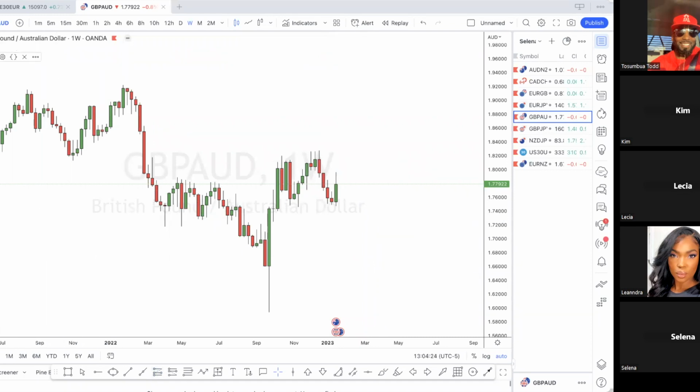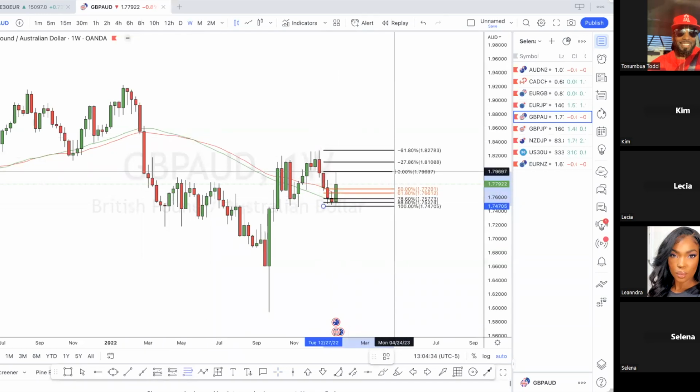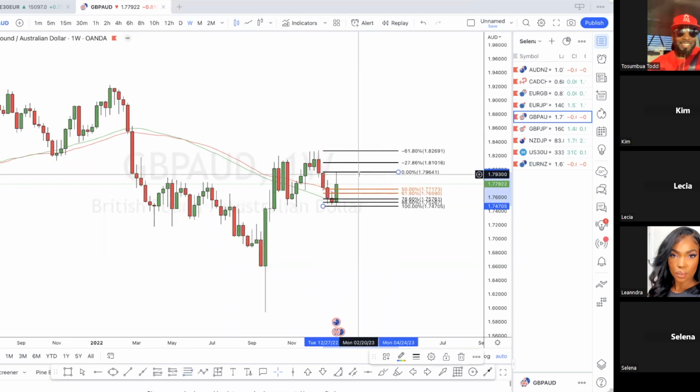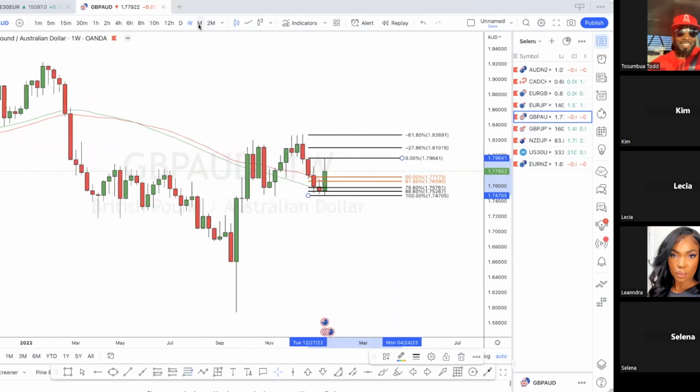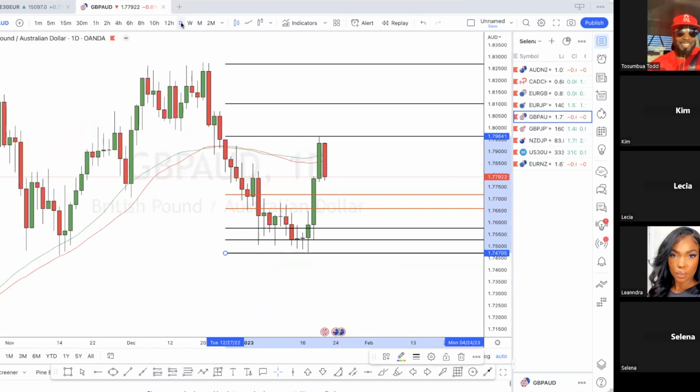I hate them little squiggly lines. I was going to fib. Sorry. Okay, you can take them off. I mean, no, I'm going to leave them on. I don't use them when I'm trading, but I'll definitely put them on.